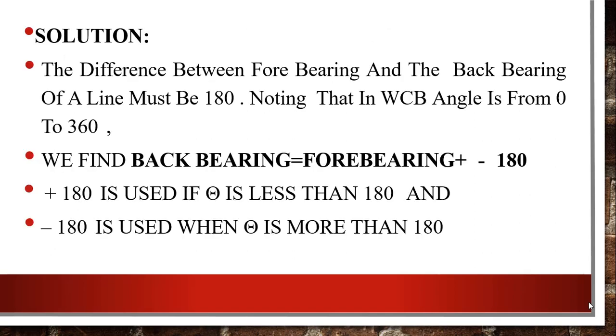So, the solution is as follows. Basically, the difference between the forebearing and the back bearing of a line must be 180 degree. Noting that in WCB, the angle is from 0 degree to 360 degree and is always measured with respect to north, we find the back bearing. There is a formula for calculating the back bearing: forebearing plus or minus 180 degree. You have to add 180 degree if the forebearing is less than 180 degree, and you have to deduct 180 degree when the forebearing is more than 180 degree.